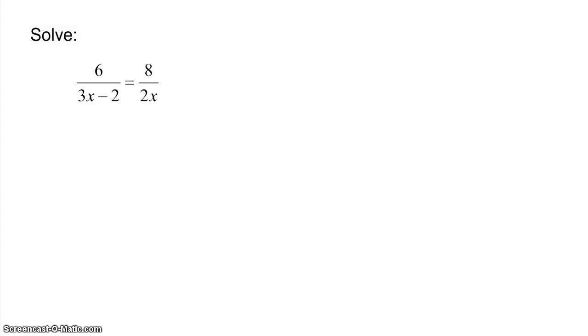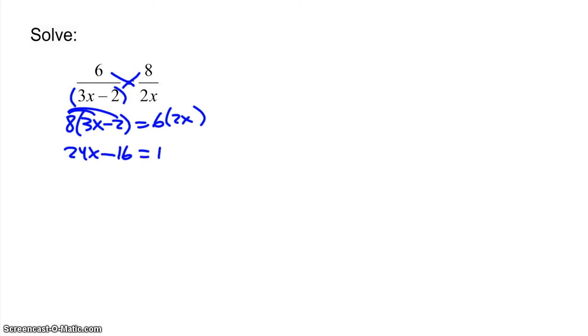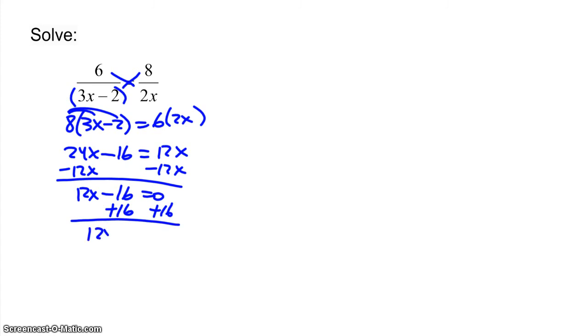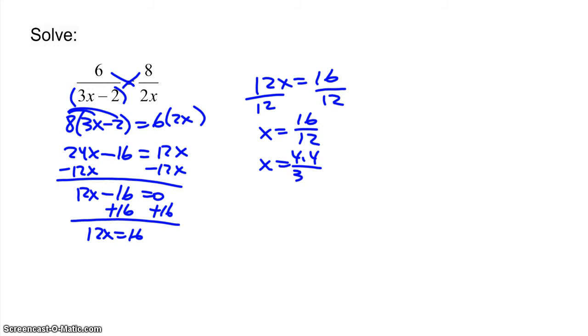You can pause the video and unpause it when you're ready. Okay, so the solution here is 8 times 3x minus 2 equals 6 times 2x. Now I'm going to do this one with distribution. 24x minus 16 equals 12x. And then let's see, subtract 12x from both sides to get 12x minus 16 equals 0, and then add 16 to both sides to get 12x equals 16. Then you would divide both sides by 12 and get x is 16 over 12, which is the same as 4 times 4 over 3 times 4, which means that fraction simplifies to 4/3.